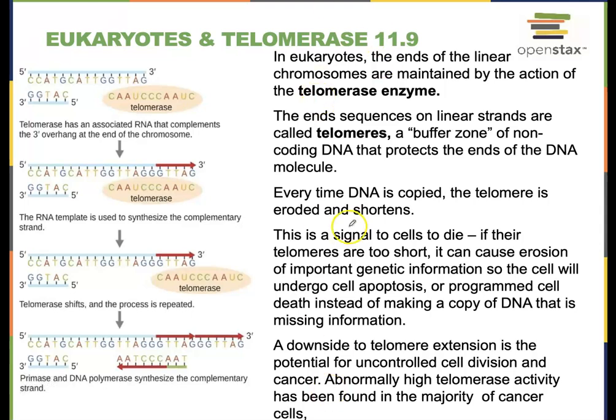Okay, this is a lot of reading. Sorry about all the words, but basically what happens is, and this is only in eukaryotes, okay? This is only for linear DNA. If we have a long linear strand of DNA, every time it's copied, it doesn't go all the way to the end. So a little bit of the end is lost every time DNA is copied.